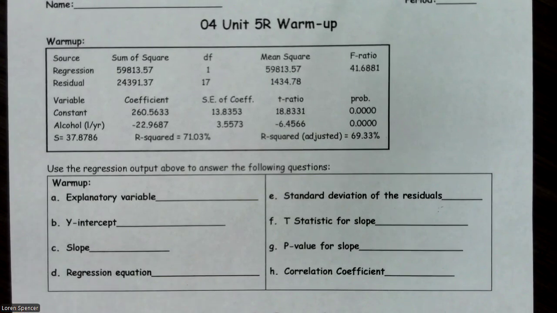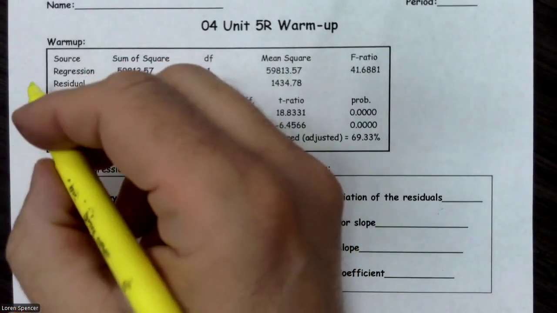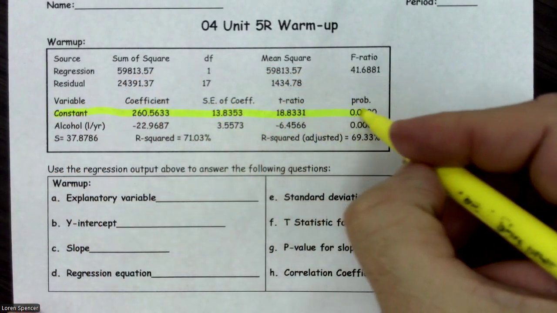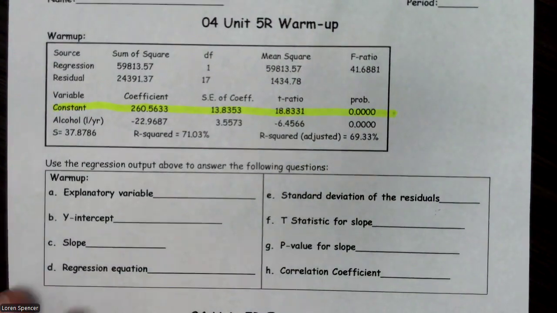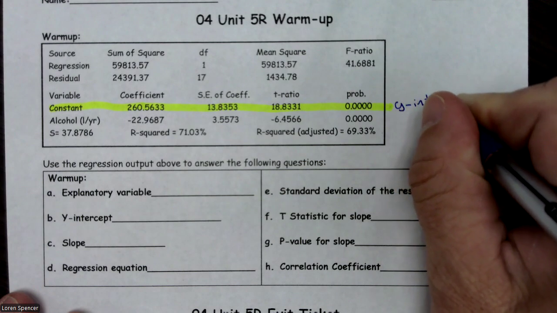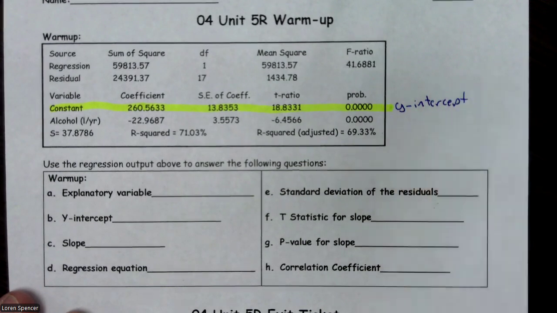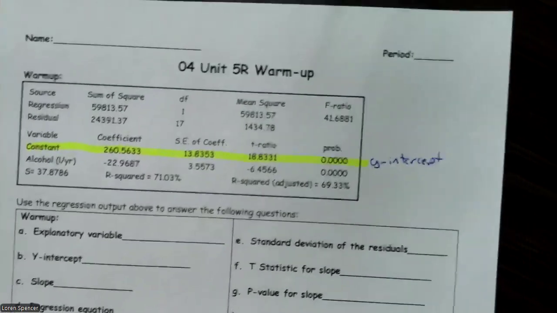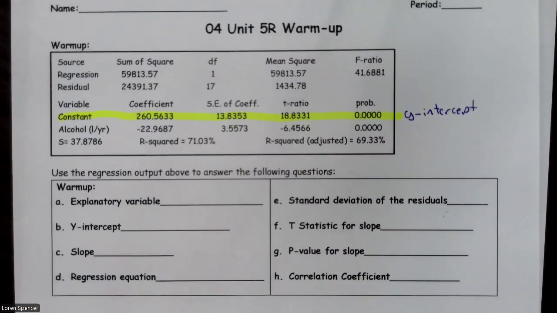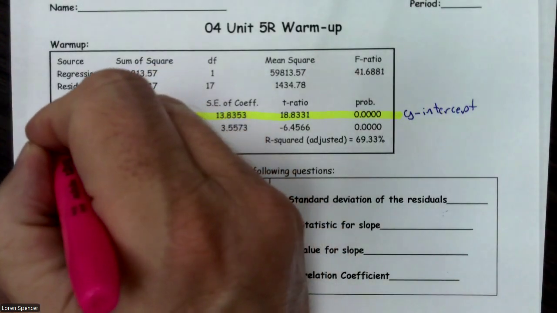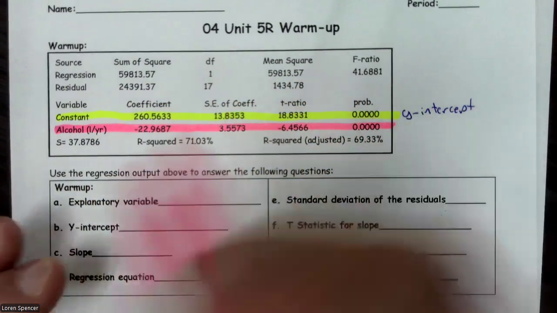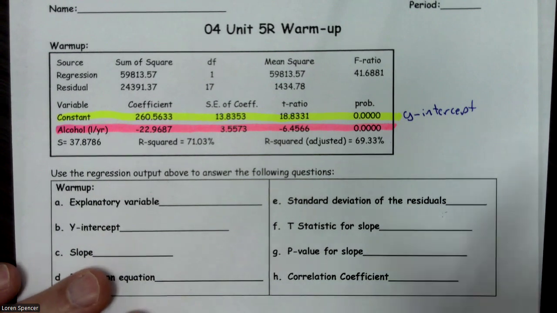This is a warm-up on reading computer printouts, and we're going to cover a couple things we haven't before. First thing, as we always said, find the word constant, because the word constant tells us everything on that row relates to the y-intercept. So this is my y-intercept row, and the row under that happens to be my slope row. So the alcohol is my slope row.